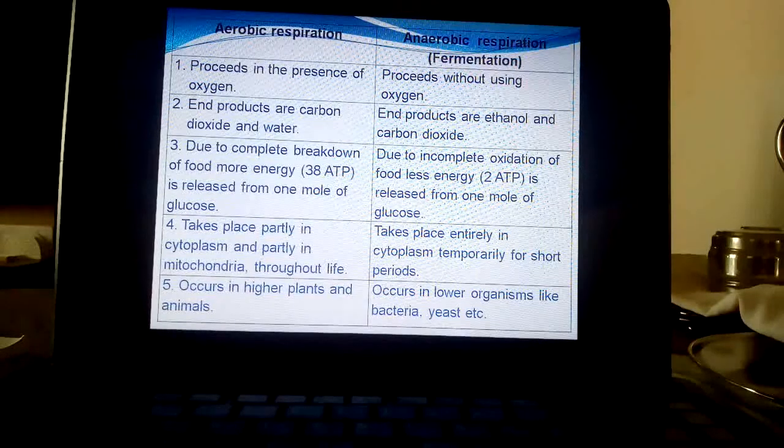Aerobic respiration takes place partly in cytoplasm and partly in mitochondria, and it takes place throughout life. And anaerobic respiration takes place entirely in cytoplasm temporarily for short periods. Aerobic respiration occurs in higher plants and animals. Anaerobic respiration occurs in lower organisms like bacteria, yeast, etc.